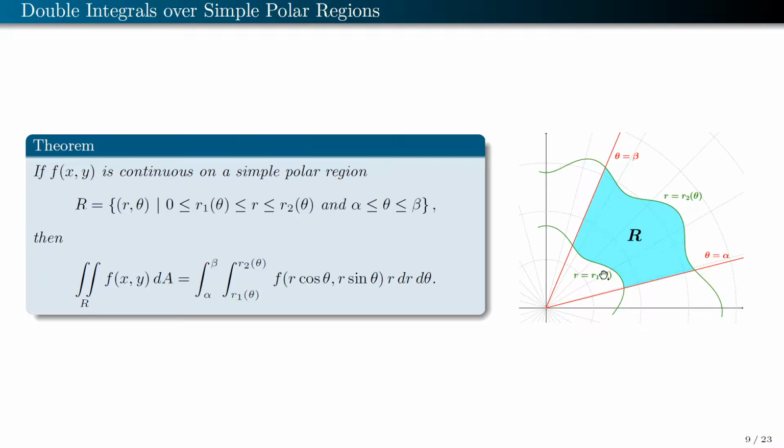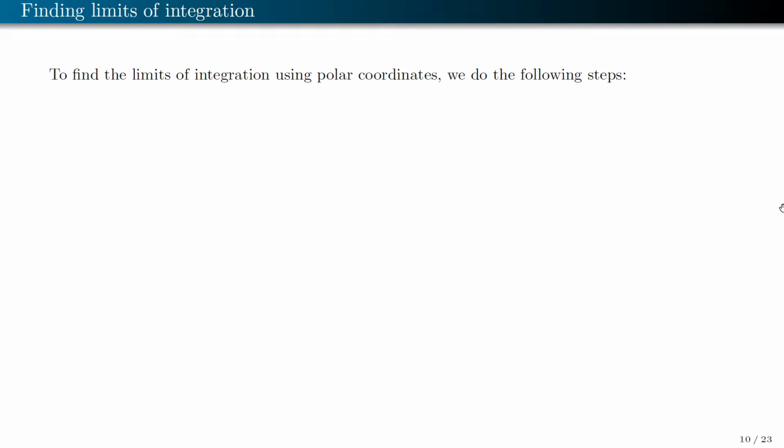Okay, tapos, for such a region, ang bounds natin for r ay from r1 of theta to r2 of theta, and theta is from alpha to beta. Okay, so again, pakialala na pag nagagamit tayo ng polar coordinates, convert lagi natin yung x y to polar coordinates, to r cosine theta at r sine theta. Tapos, yung dA ay r dr d theta. Okay, tapos, for setting up these limits of integration, we can do the following. So to find the bounds of integration or the limits of integration.